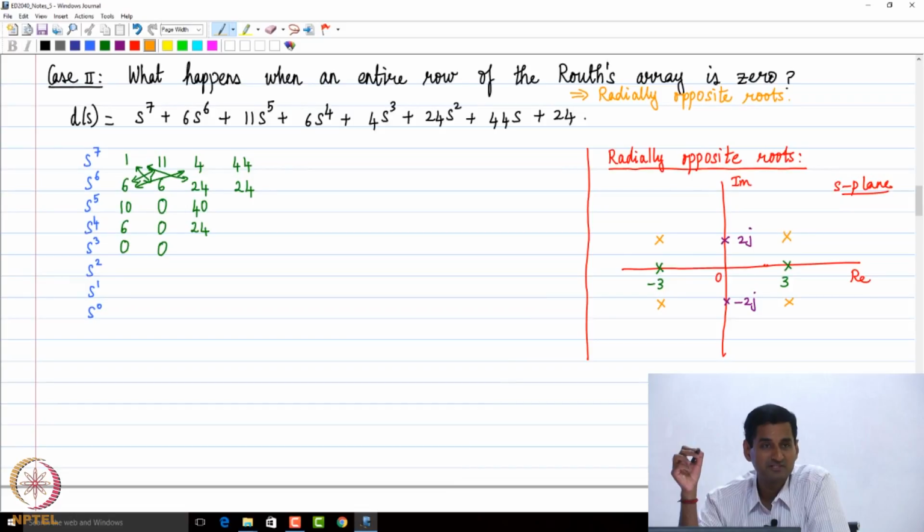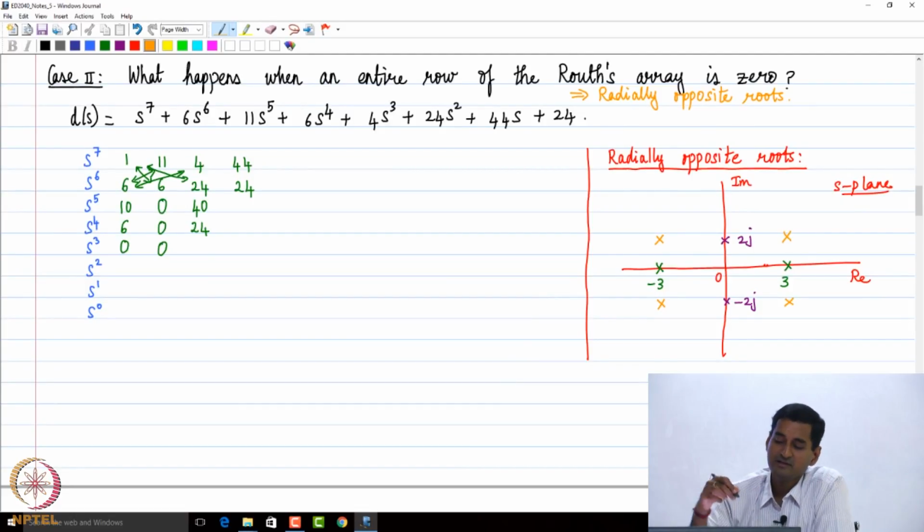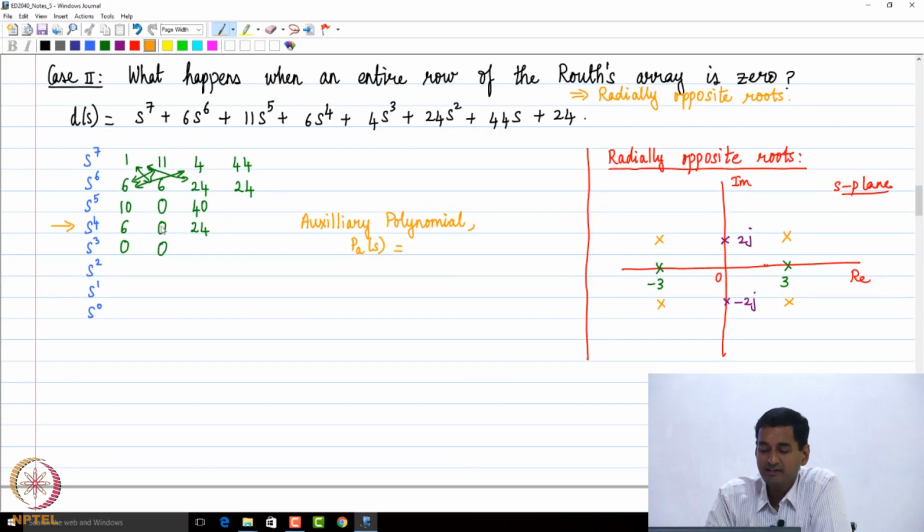So, then how do we process this? That is what we are going to learn. Obviously, I cannot proceed any further; I am stuck here in the S cube row. So, what I do is construct what is called an auxiliary polynomial. For the auxiliary polynomial Ta of S, I look at the row immediately above the row in which all the entries are 0.